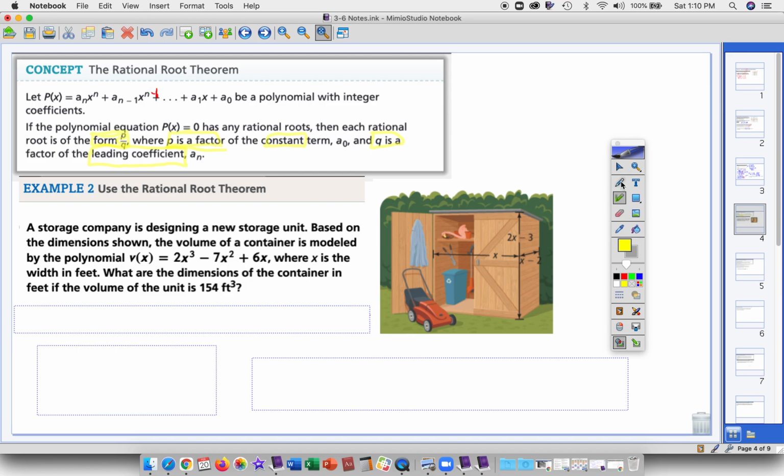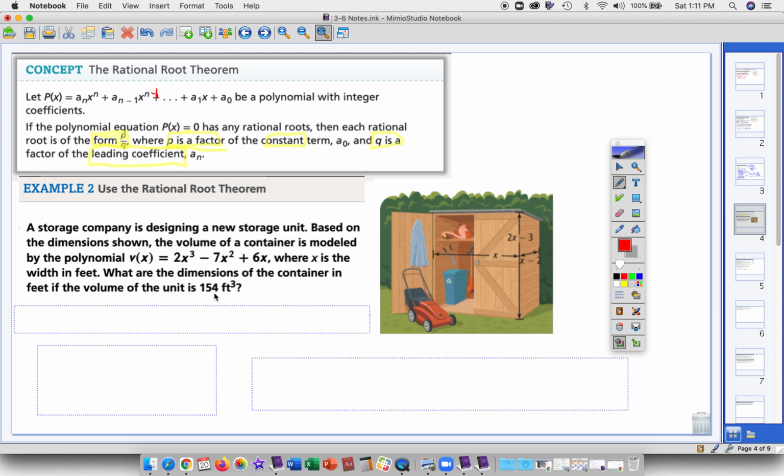So let's take a look at example 2. Here we have a storage company that's designing a new storage unit based on the dimensions shown. The volume of the container is modeled by this polynomial, where x is the width in feet. What are the dimensions of the container in feet if the volume of the unit is 154 cubic feet? So notice in the picture they give us the height, 2x minus 3, the depth, x minus 2, and there's x, which is the width.